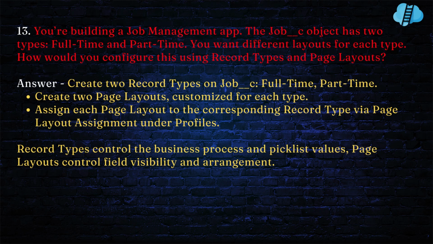13. You're building a job management app. The job__c object has two types, full-time and part-time. You want different layouts for each type. How would you configure this using record types and page layouts? Answer: Create two record types on job__c, full-time and part-time. Create two page layouts, customized for each type. Assign each page layout to the corresponding record type via page layout assignment under profiles. Record types control the business process and picklist values, while page layouts control field visibility and arrangement.